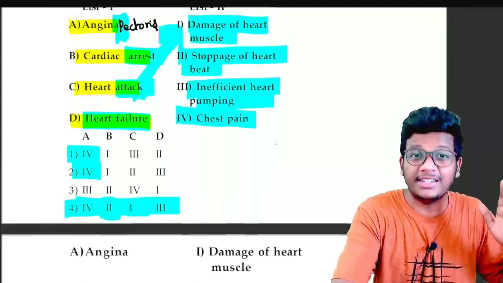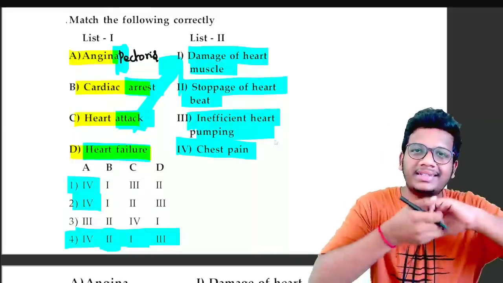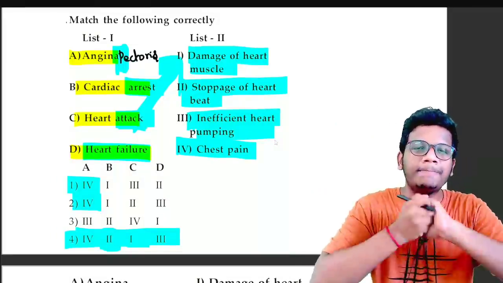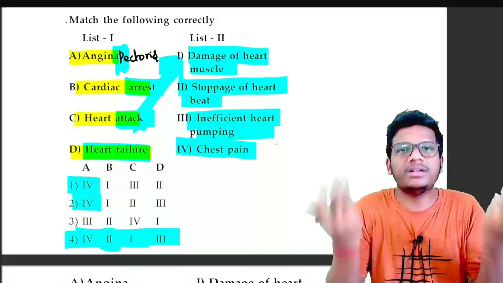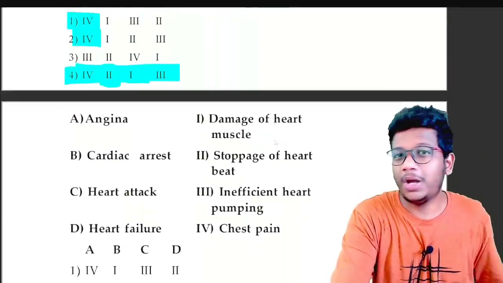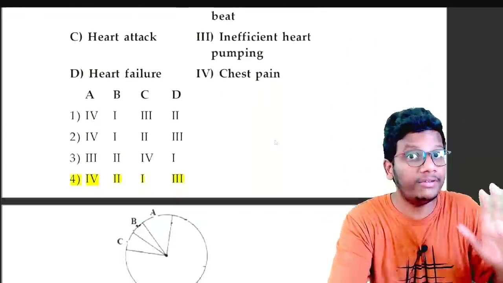Straight away angina pectoris, P for pain; cardiac arrest means stop; heart attack, the damage, you attack and cause damage; and heart failure cannot meet the needs of the body. Okay, that is the very important thing. I hope you have understood it clearly. After completing the revision, note it down well.